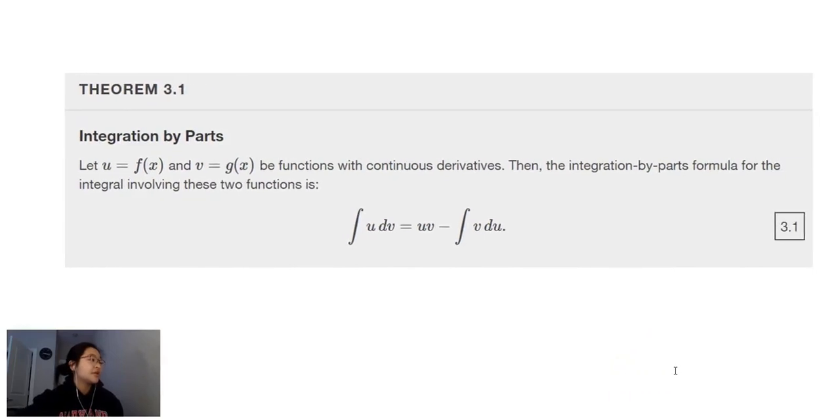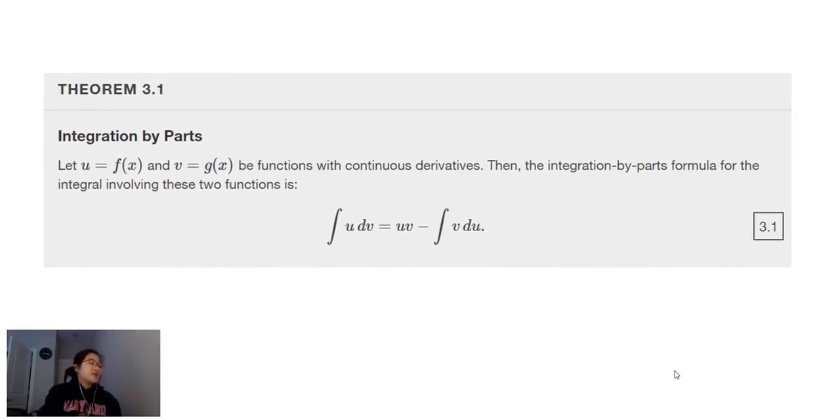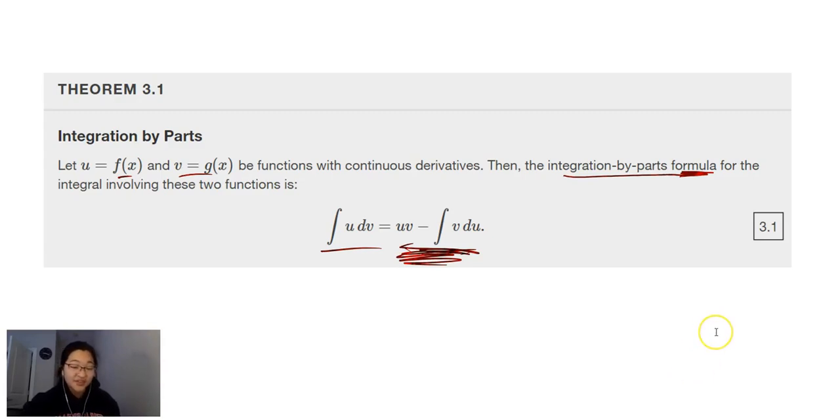So we have integration by parts. If we have u equals f of x and v equals g of x, and those are functions with continuous derivatives, so that means that they're also continuous because differentiability implies continuity, then the integration by parts formula for the integral involving these two functions is the integral of u dv equals uv minus the integral of v du. Nice. This is going to need to live in your brain. So just put that in your brain. Don't let it go. Or at least write it down somewhere that you can see it at any time.